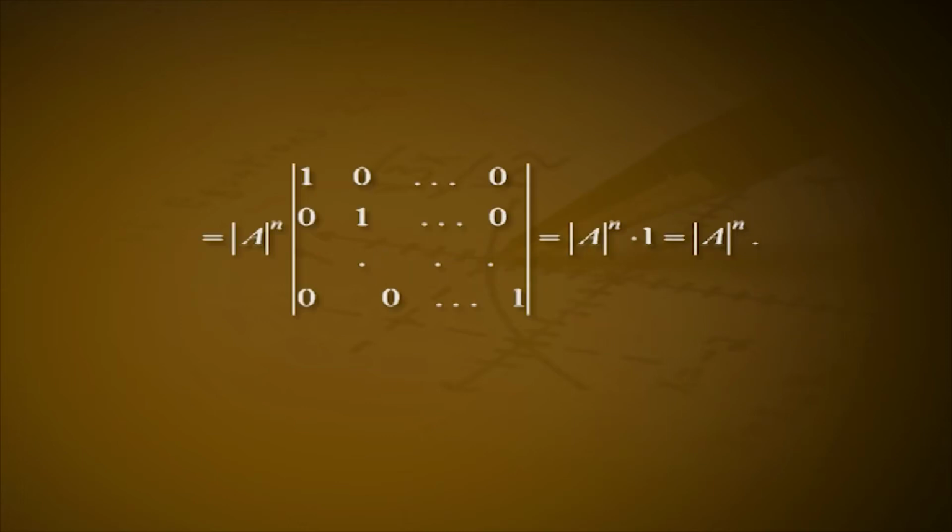Which is equal to determinant of A all raised to n times the determinant of the identity matrix, which is equal to determinant of A all raised to n times 1, which equals determinant of A all raised to n. Similarly, determinant of adj A times determinant of A is equal to determinant of A all raised to n. This completes the proof of the theorem.